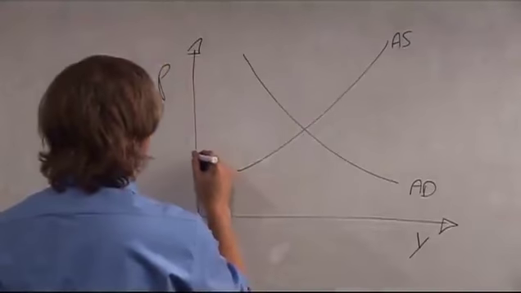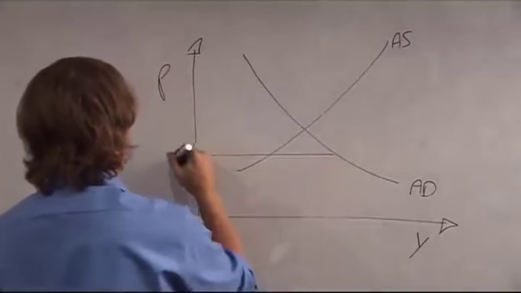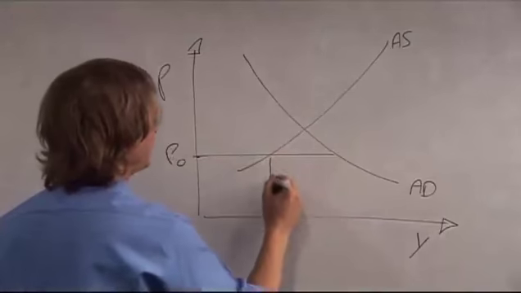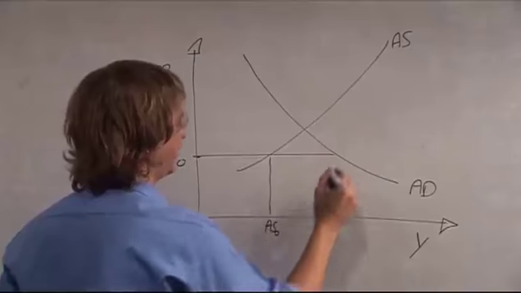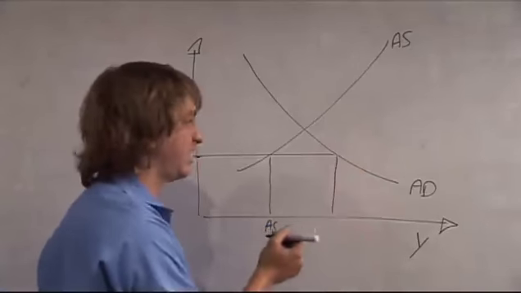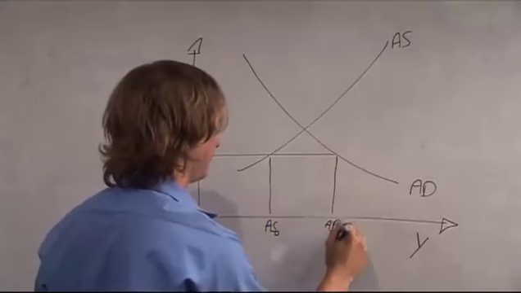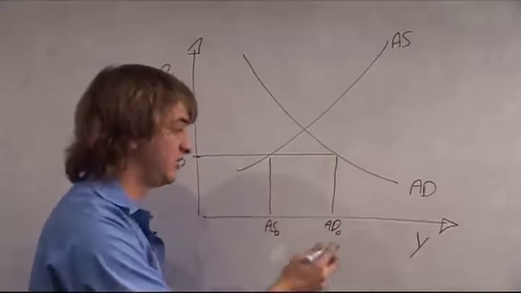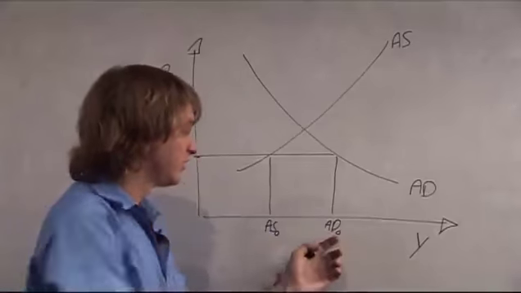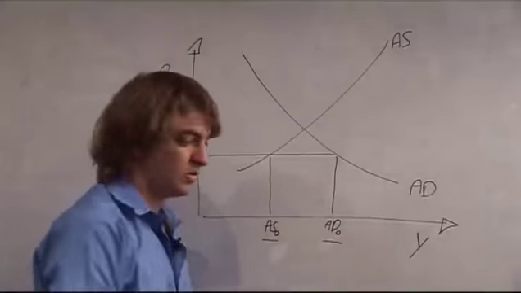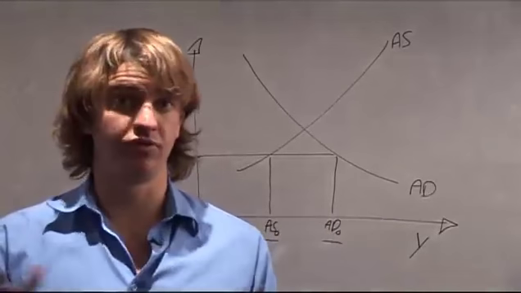So what happens if the price is at that level, P0? If the price is at that level, aggregate supply would be very low, aggregate demand would be very high. So these values would not coincide. There would be a lot more demand for a lot fewer goods. What happens when there is a lot of demand for fewer goods?